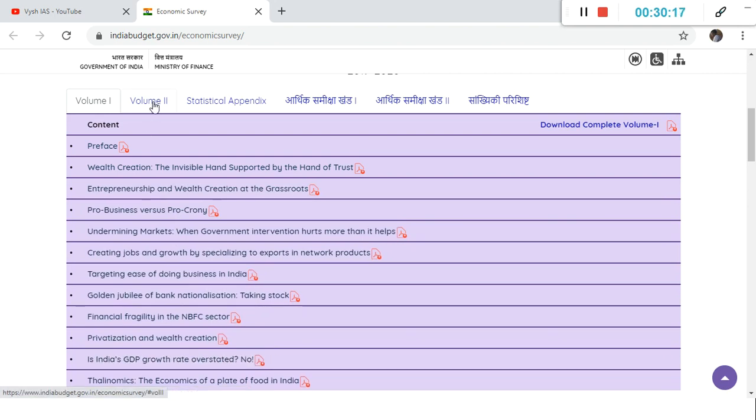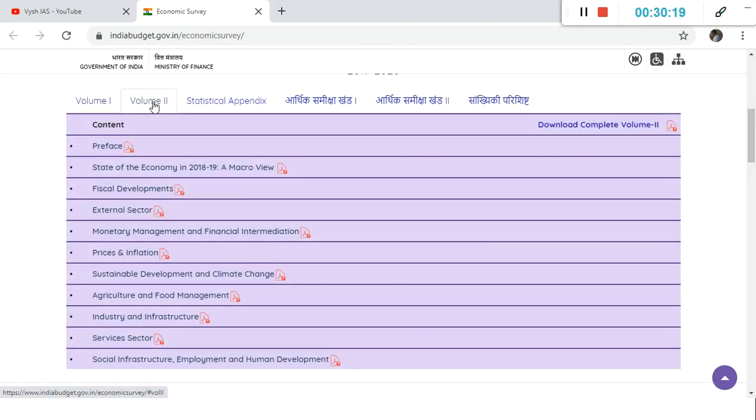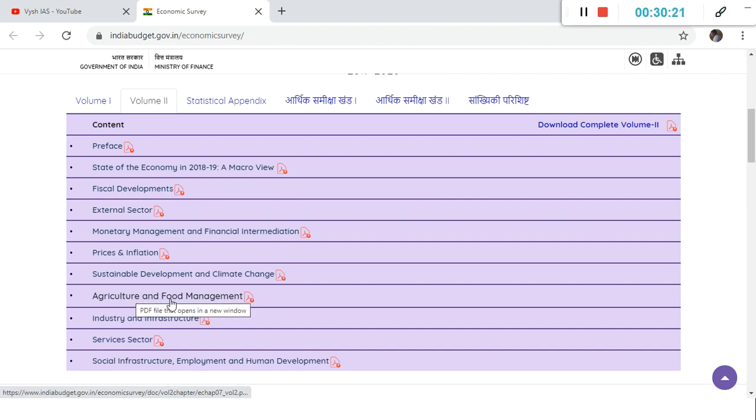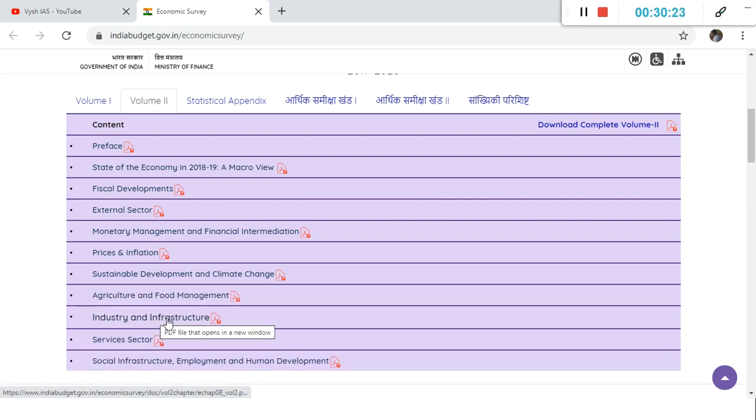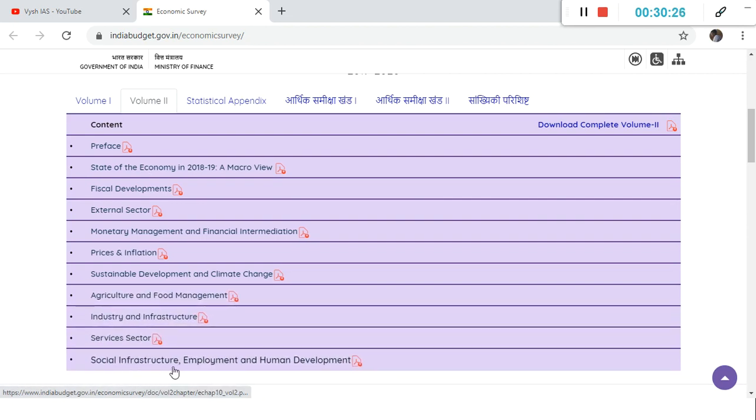So that is volume 1. But what is volume 2? Volume 2 gives you the actual numbers. If you see here the last 3 chapters, agriculture and food management, this is the primary sector, this is the secondary sector, this is the tertiary sector, and finally the social sector, where you will have poverty, education, health, housing, drinking water and sanitation. Every ministry, every scheme is given here in detail.